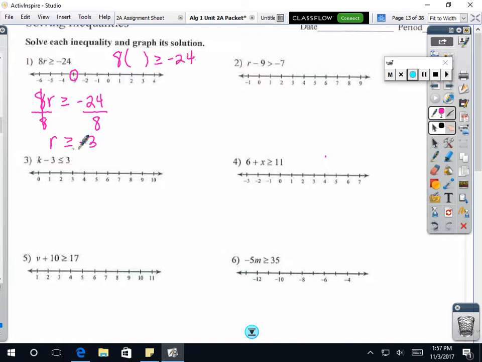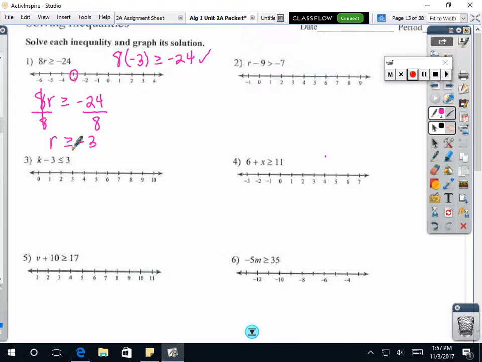I'm going to try some of these solutions. R is greater than or equal to negative 3. Well, first I'll try negative 3 and see if it works. What does that become? And is negative 24 greater than or equal to negative 24? Yes, they're equal. So see how when I plugged in negative 3, it made a true statement?